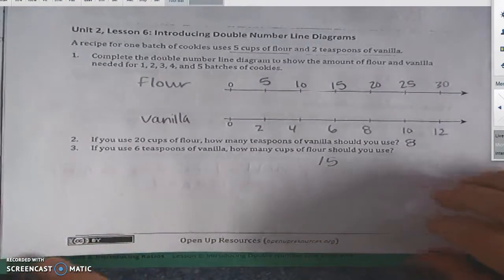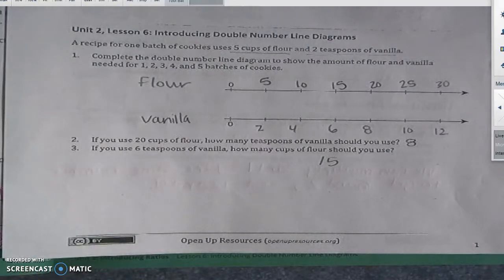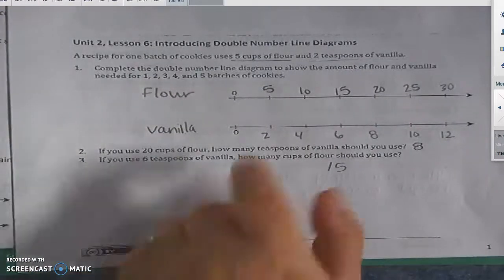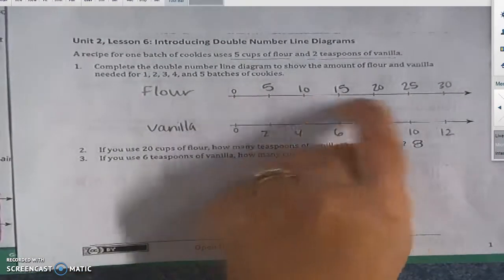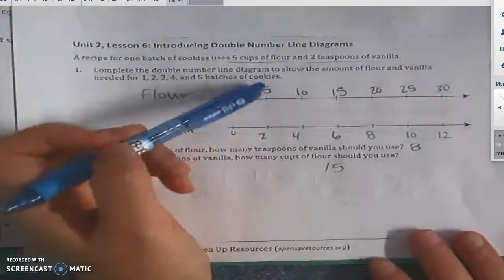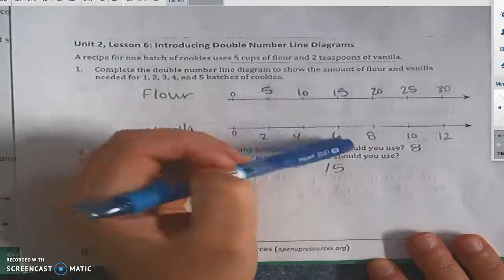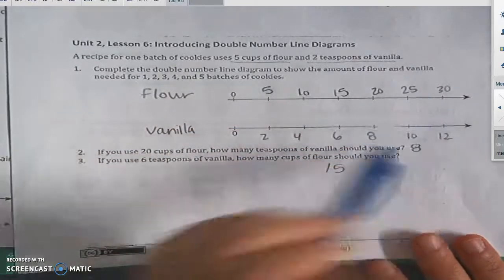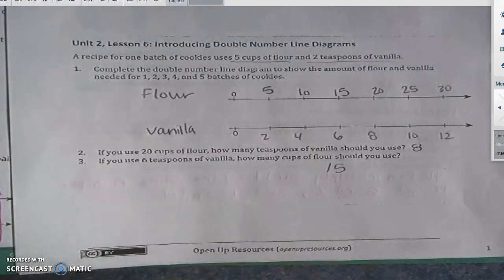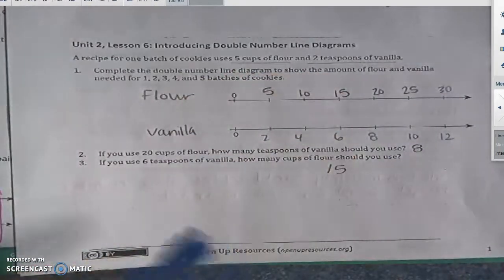Alright, Lesson 6 cool down. A recipe for one batch of cookies uses 5 cups of flour and 2 teaspoons of vanilla. So I labeled my top flour, my bottom vanilla. The flour is going up by 5s, the vanilla is going up by 2s, and this is showing this would be for one batch, 2 batches, 3, 4, 5. It doesn't say to do 6, but they gave us a line for it.